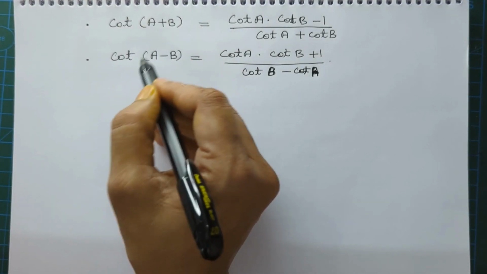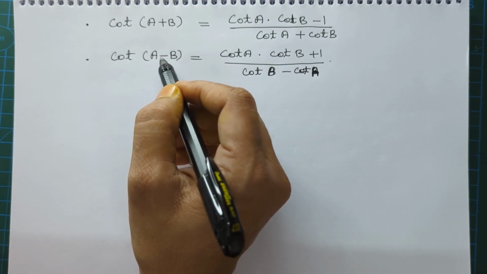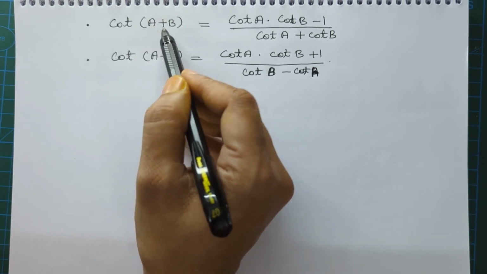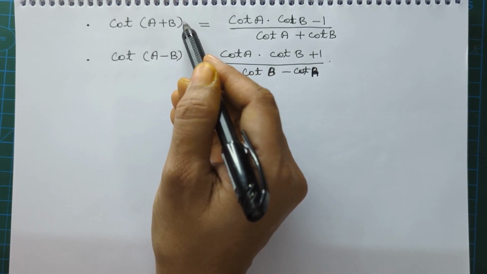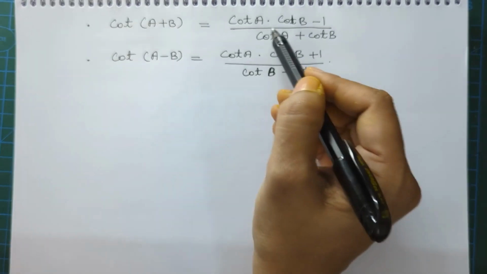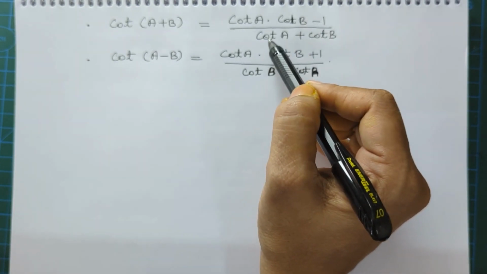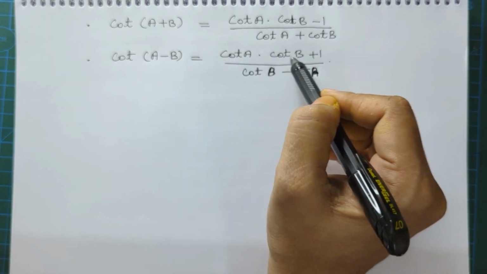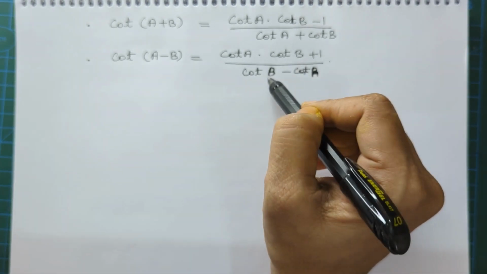Next, cot(A+B) and cot(A−B) are derived the way tan(A+B) and tan(A−B) were derived. So cot(A+B) is written as cos(A+B) by sin(A+B), and then, with the cos(A+B) expansion and sin(A+B) expansion, dividing the numerator and denominator by sin A sin B, we come across the formula: cot(A+B) is (cot A cot B − 1) divided by (cot A + cot B), and cot(A−B) will be (cot A cot B + 1) divided by, not cot A − cot B, it's cot B − cot A.